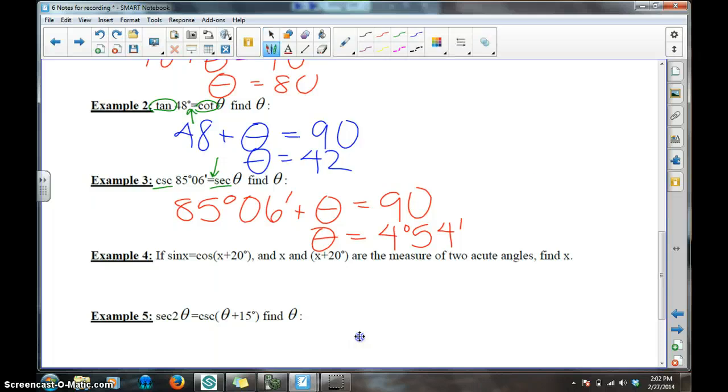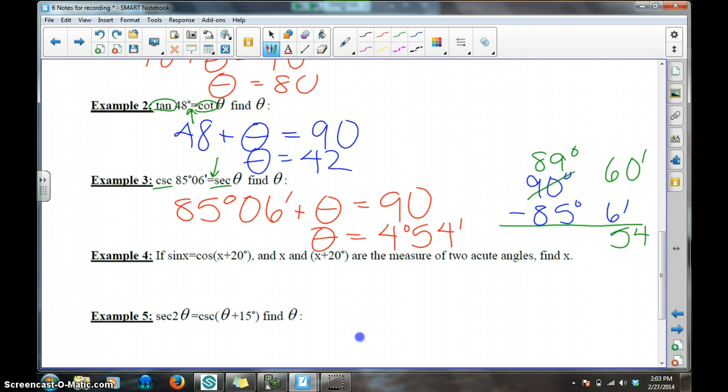Third grade math would have looked like this. I have 90 degrees and I want to subtract 85 degrees, 6 minutes. I have something here that I'm subtracting from nothing. So I will borrow and replace and subtract and subtract. And in my opinion, that third grade math was easier than all those calculator keystrokes.